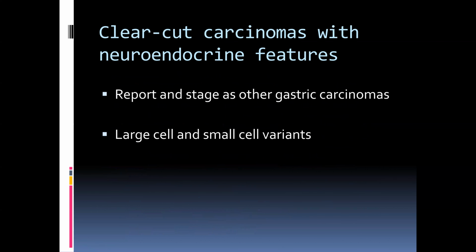All right, so when you have a tumor that's definitely malignant and it has neuroendocrine features, that falls into the category of neuroendocrine carcinoma, and you report and stage that just as you would other gastric carcinomas. And this, of course, comes in both large cell and small cell variants. These neuroendocrine features are primarily the nuclear features that we're concerned about here. It doesn't necessarily always require immunohistochemical demonstration, although I think most people would like that to be concordant.